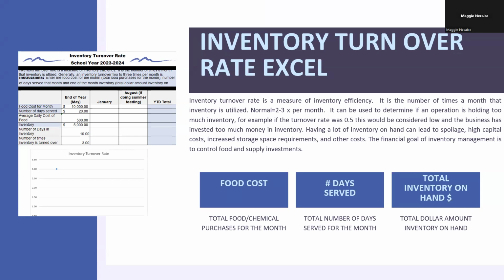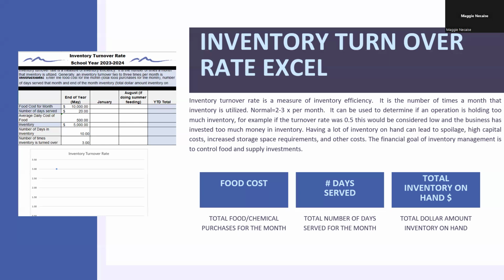Sorry, I'll just read what this says because I'll confuse myself. It can be used to determine if the operation is holding too much inventory. For example, if the turnover rate was 0.5, this would be considered low. The business has too much money in inventory. So the inventory is only turning over 0.5 times per month, which means there's just too much of it on hand. And having a lot of inventory on hand can lead to spoilage, high capital costs, increased storage space requirements, and other costs.